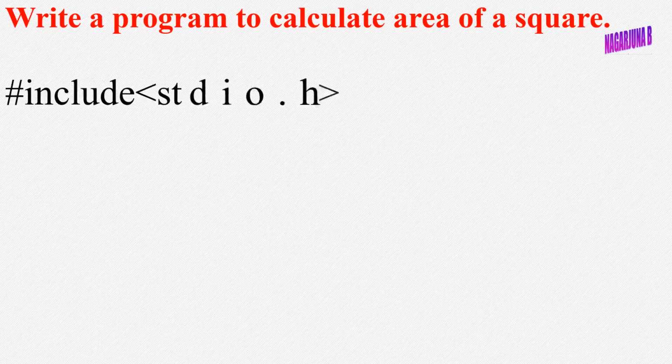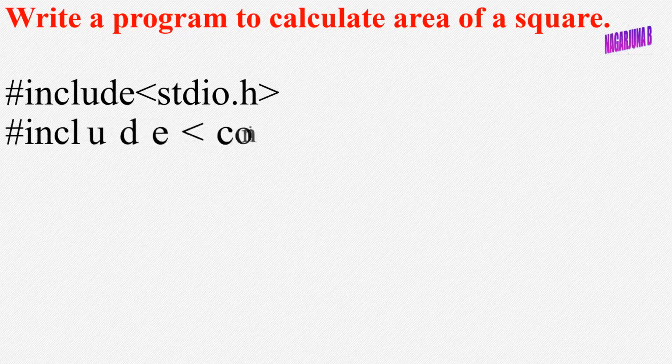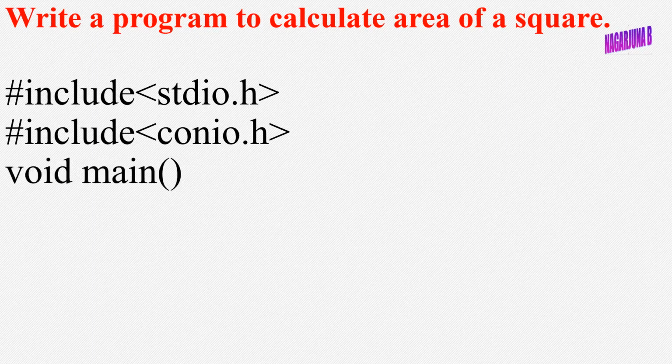Write a program to calculate the area of a square. The formula is side square. First we need to write the header files: #include <stdio.h>, #include <conio.h>, void main open bracket close bracket, then open the curly brace.